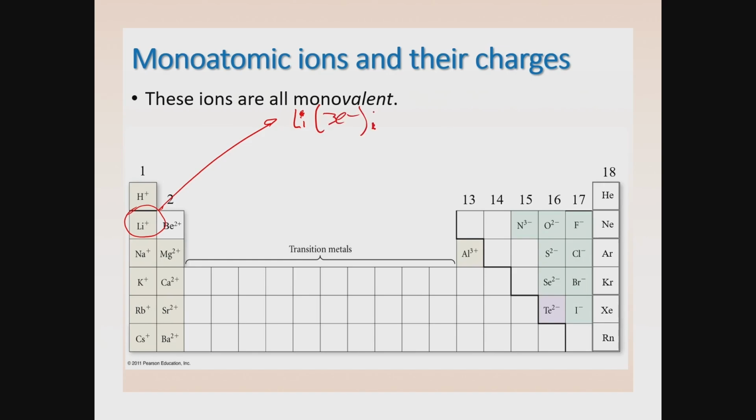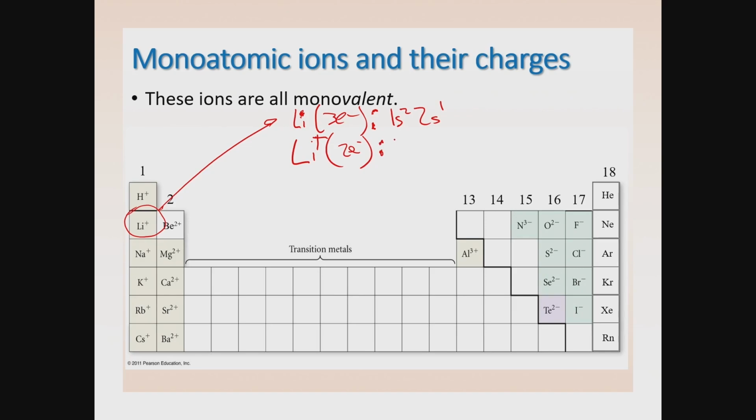And so let me remind you of its configuration. It's 1s2, 2s1. Now, lithium will lose 1 electron. It'll be down to 2 electrons here. And when it loses an electron, it will be positively charged. And so what's this ion's configuration?